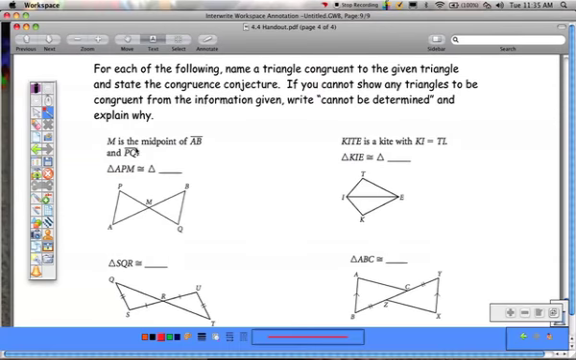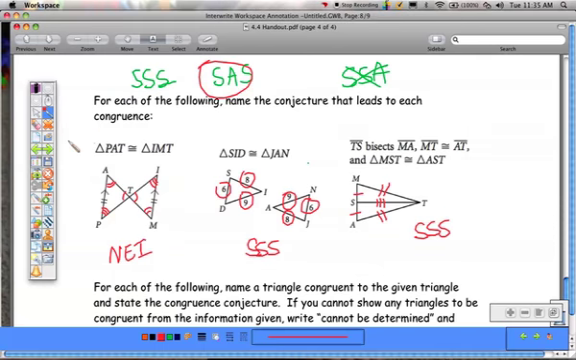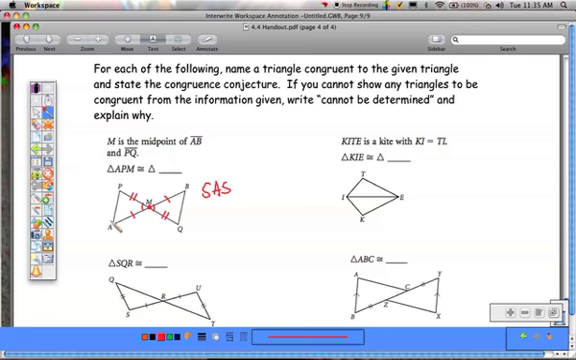Okay, so M is the midpoint of AB. So if M is the midpoint of AB, it means this is equal to this. And it's the midpoint of PQ. So these two are the same. And we have vertical angles. So here we have side-angle-side. And that was one of our conjectures, side-angle-side right here. All right, so we have to name the congruent triangles. So we have to name it in the same order. So APM, name it in the same order. So A matches angle B right here. So we'd say B. P would be matching to Q, and then M would match to M. So when you name it, name it in the same order as the corresponding triangle.